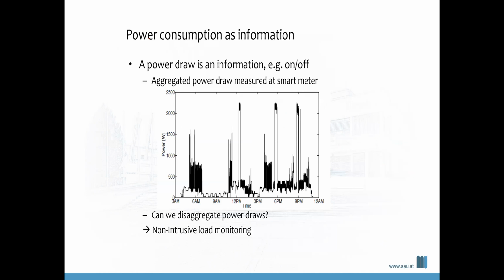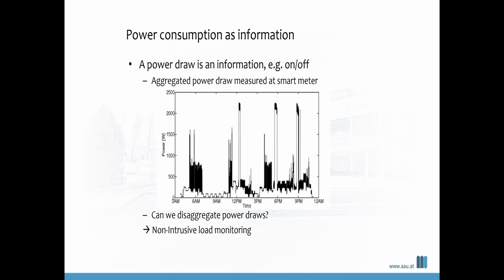So just to show you how such a system or such a measurement looks like, here we see an aggregated power draw measured at the smart meter, and you see here basically from 3 a.m. to 12 a.m. So one day, and in this case, you see that something started already at 4 a.m., 4:30 a.m. Either it was the person or it was some automated device.